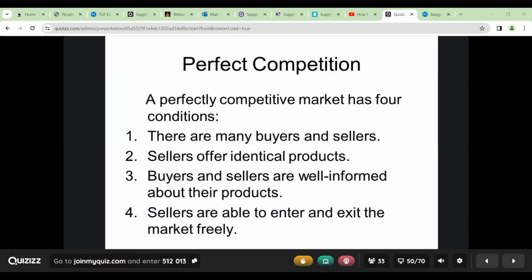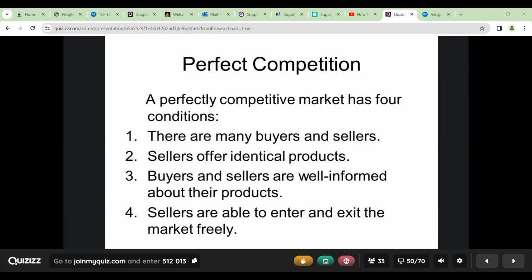So, can you think of an example of a perfectly competitive market? Have you come across anything that is similar to this? Electronics or something? Yeah, electronics is pretty close. So, Facebook Marketplace is a good example too. That's a good one.